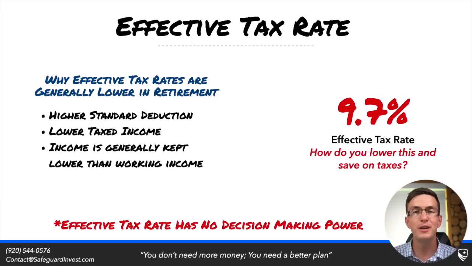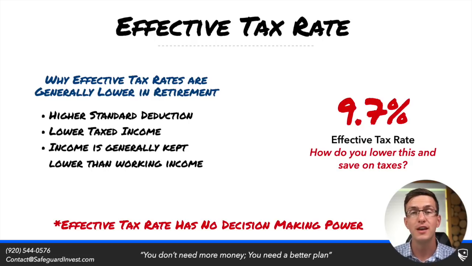Generally speaking, your effective tax rate will almost always be lower in retirement. You earn a higher standard deduction. You can start to manage your tax situation in a way where you can take from more tax advantaged assets, and you're really only taking the amount of income that you're ultimately going to spend. We're not taking excess income that we need to save because, well, we're in retirement. And so your effective tax rate will oftentimes be lower in retirement.